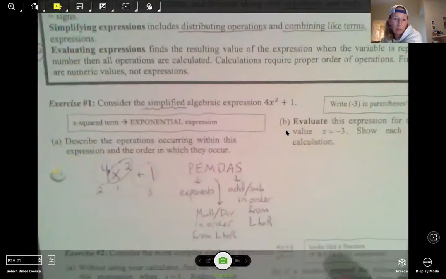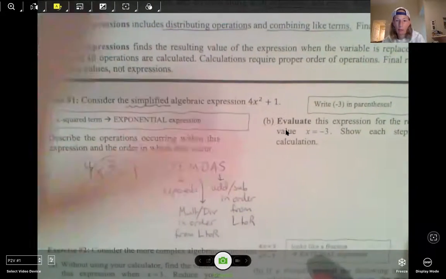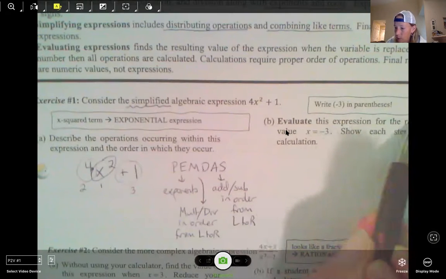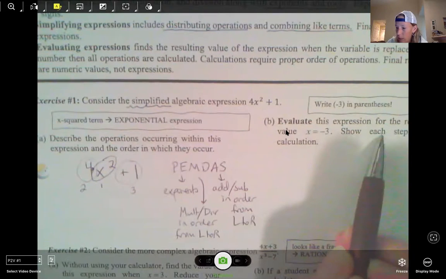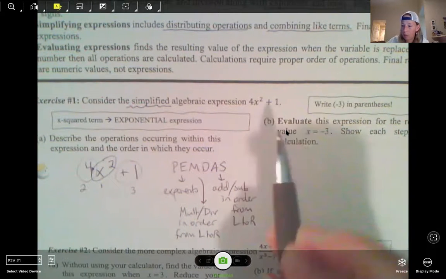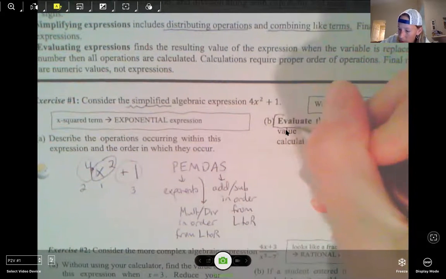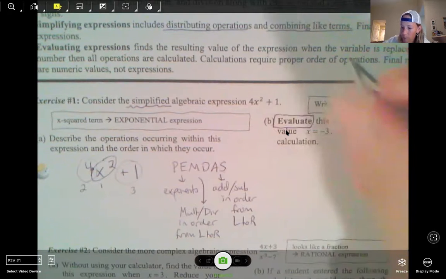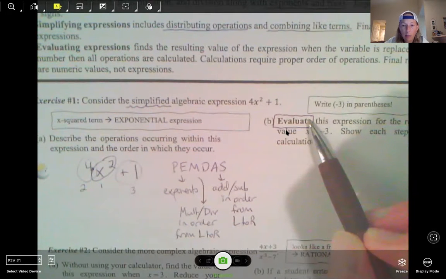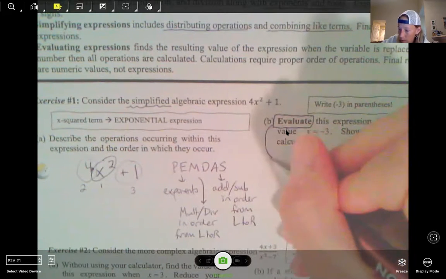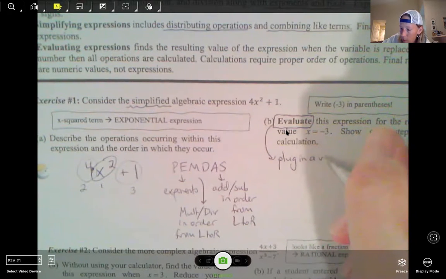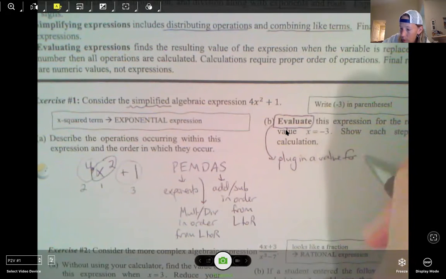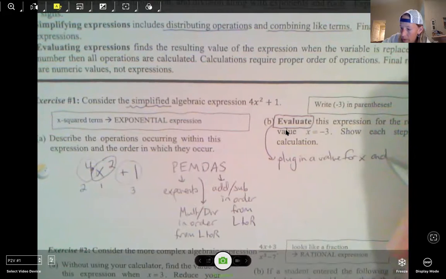Raise this up a little bit. All right, so in B, it says evaluate this expression for the replacement value x equals -3. Show each step in your calculation. So remember, I feel like maybe a lot of us as teachers have seen you make some little mistakes on this in some of the homework and assessments we've had so far. This word evaluate means to plug in a value for x and simplify.